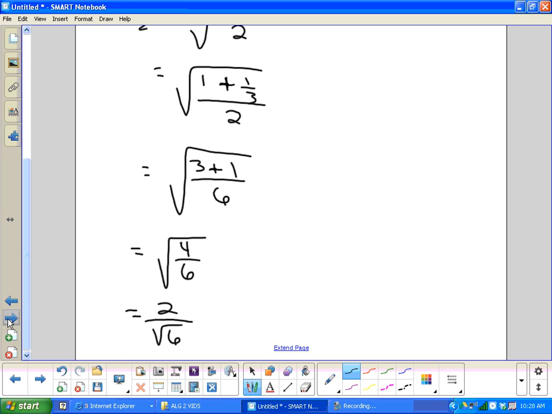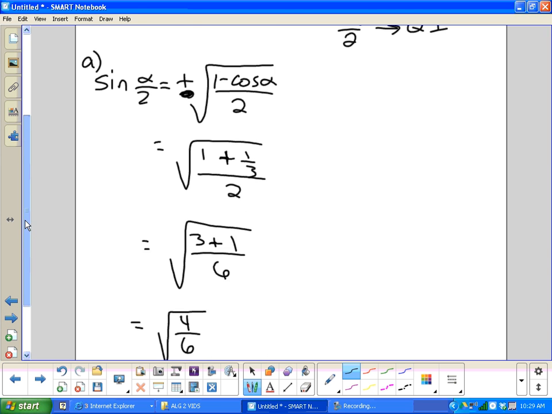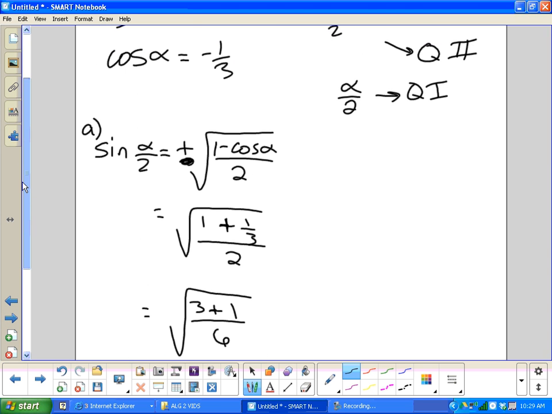So if you rationalize this, you're going to get 2 square roots of 6 over 6. And then that 2 over 6 would reduce to 1/3. So this would give you square root of 6 over 3. All right, now, that was sine of alpha over 2. Let's do cosine of alpha over 2.